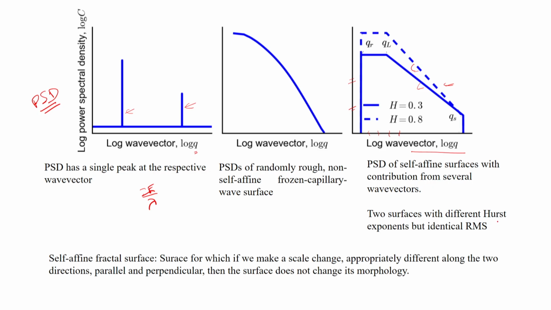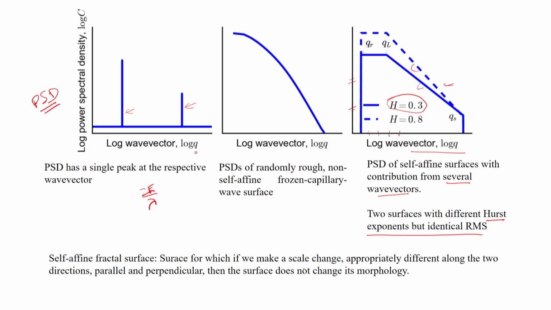So two surfaces with different slopes, this particular slope being called the Hurst exponent, but identical RMS roughness. So that is the thing here. This is the PSD of a self-affine surface with contribution from several wave vectors, and here we present two different surfaces with these two different Hurst exponents. Now what is this self-affine fractal surface?